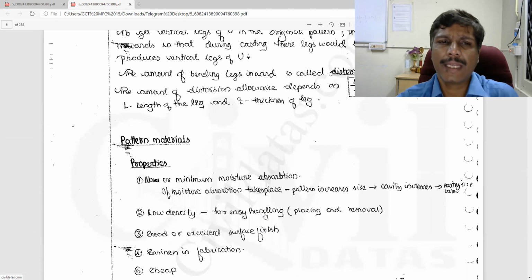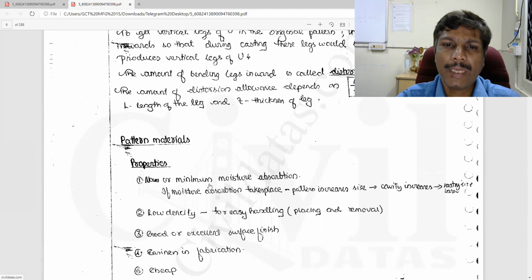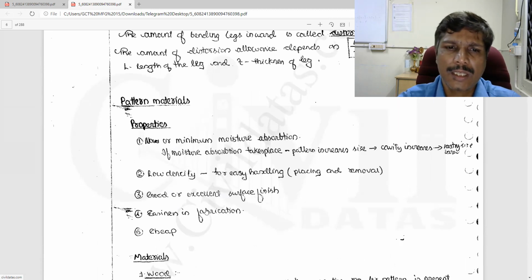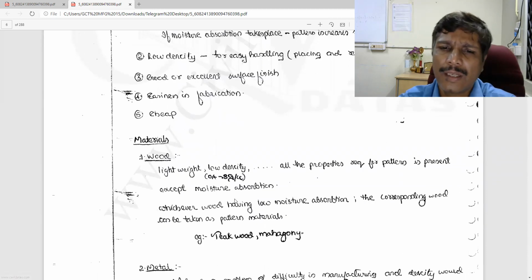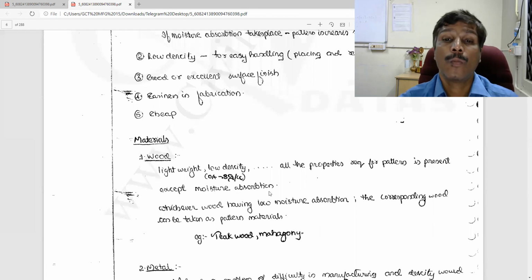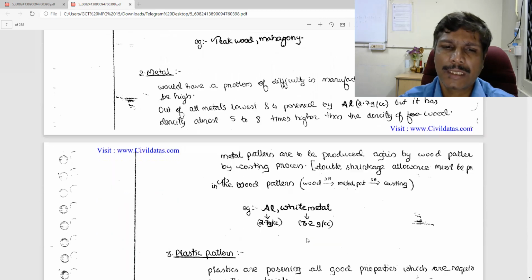Next is pattern material. Pattern material should have the following properties: minimum moisture absorption, low ductility, good surface finish, ease of fabrication, and creep resistance. Wood is the famous material; teak wood and mahogany are used. Wood has the disadvantage of moisture absorption, and metal patterns are for mass production.